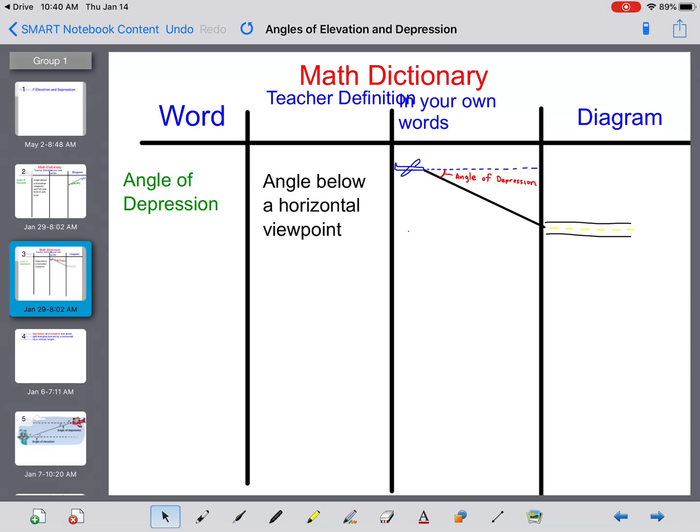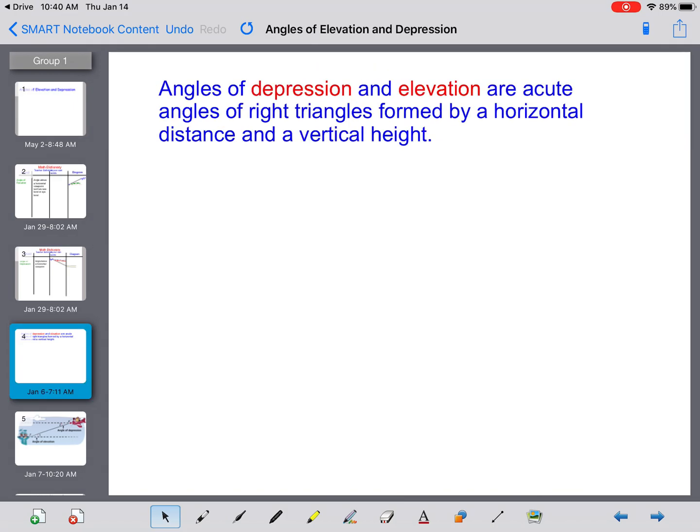You can pause the video now to copy down angle of depression. It's an angle below a horizontal viewpoint. Angles of depression and elevation are acute angles of right triangles formed by a horizontal distance and a vertical height.